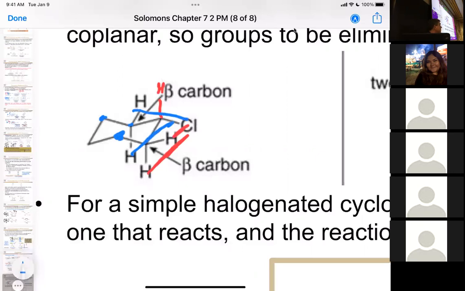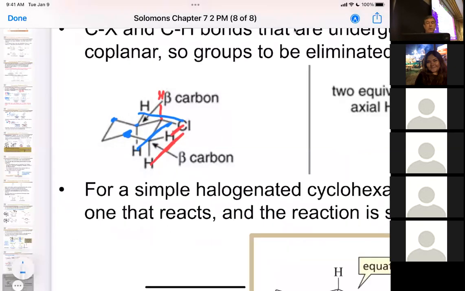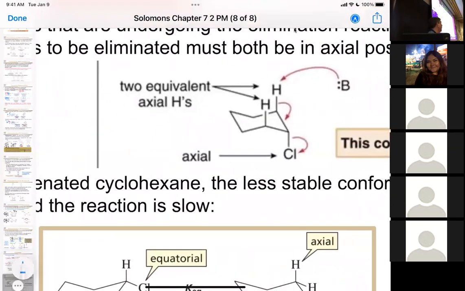Can this eliminate in this form of chair? No, it doesn't have a hydrogen in the antiperiplanar position, so it cannot eliminate in this position. But what's the good thing about cyclohexanes? When you flip them, all your axials become equatorials and all your equatorials become axials. So if it goes to chair 2, we now have this other formation, and your hydrogen is axial, your chlorine is axial, and these are anti to each other.